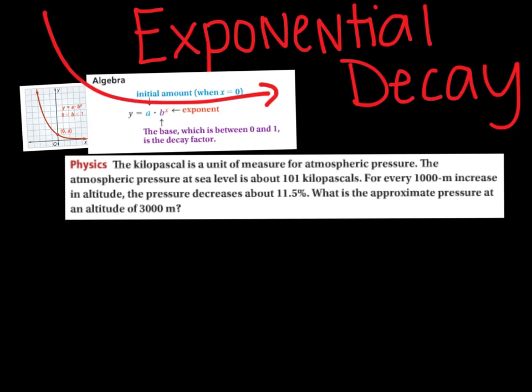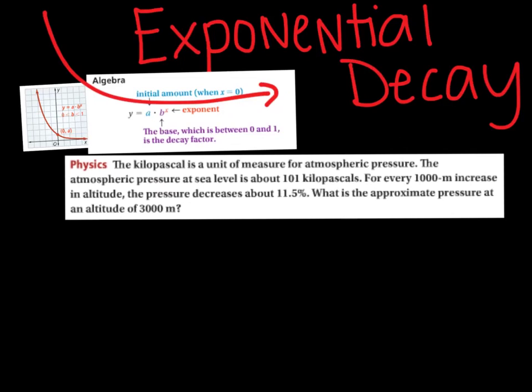Here we have physics. A kilopascal is a unit of measure for atmospheric pressure. The atmospheric pressure at sea level is about 101. For every 1,000 meter increase in altitude, the pressure decreases 11.5%. So what is the approximate pressure at 3,000 meters?